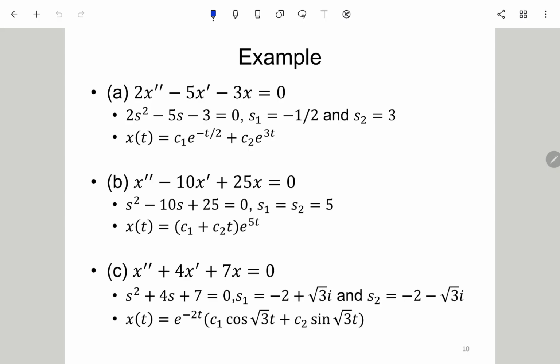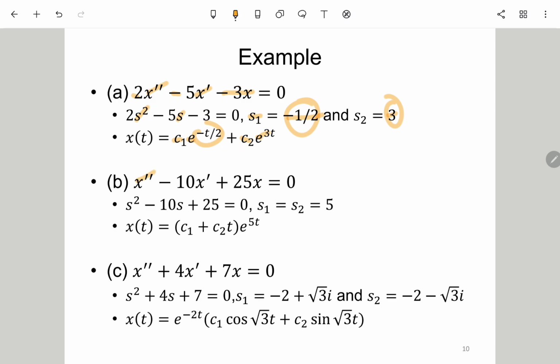Okay, so here are some examples. The first one: 2x double prime minus 5x prime minus 3x equals 0. So the homogeneous equation is like changing the second derivative to s squared, first derivative to s, and the original function to 1. So we have 2s squared minus 5s minus 3 equals 0. You can solve it as s1 equal to negative 1/2 and s2 equal to 3. So the homogeneous solution will be C1 times e^(s1 t), this one e^(-t/2), and then C2 times e^(s2 t), e^(3t). So this is easy.